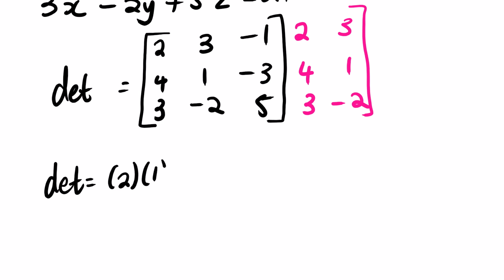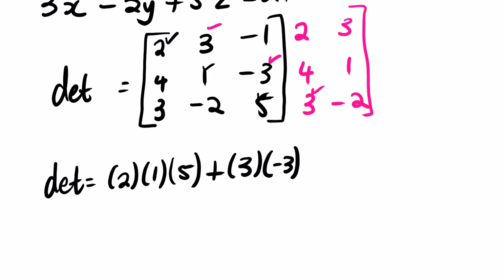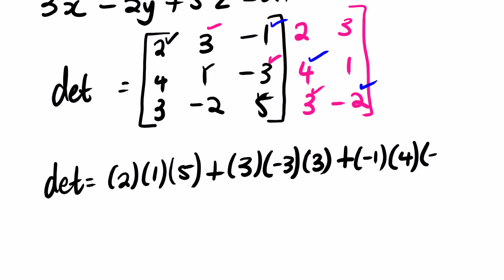Two multiplied by 1 multiplied by 5, plus it's 2 multiplied by 1 and 5. Then from here we have this, this, and this, so it's 3 multiplied by negative 3 multiplied by 3, plus negative 1, 4 and negative 2. So you have negative 1 multiplied by 4 multiplied by negative 2.